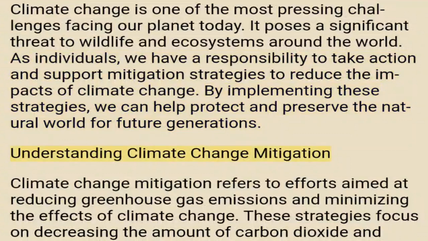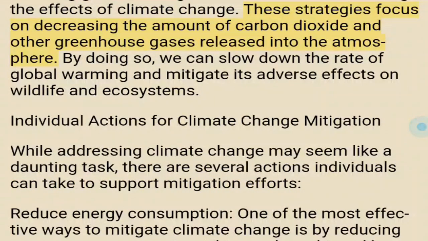Understanding climate change mitigation. Climate change mitigation refers to efforts aimed at reducing greenhouse gas emissions and minimizing the effects of climate change. These strategies focus on decreasing the amount of carbon dioxide and other greenhouse gases released into the atmosphere. By doing so, we can slow down the rate of global warming and mitigate its adverse effects on wildlife and ecosystems. Individual actions for climate change mitigation. While addressing climate change may seem like a daunting task, there are several actions individuals can take to support mitigation efforts.